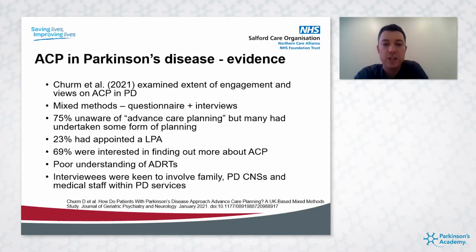And whilst most of the patients were not aware of the specific term of advanced care planning, many of them had actually undertaken some form of planning. So, for example, around a quarter had a lasting power of attorney for health and welfare. And even where people hadn't undertaken advanced care planning, they were actually quite interested when offered in finding out more about advanced care planning. People in general seem to have quite poor understanding of some of the specific tools, so particularly things like advanced decisions to refuse treatment.